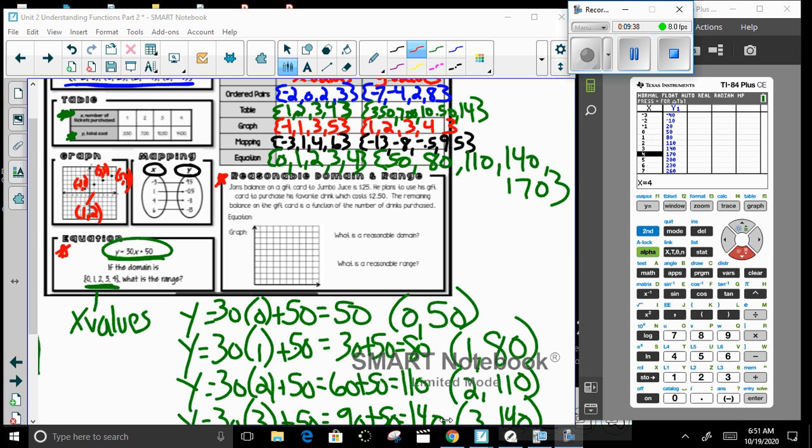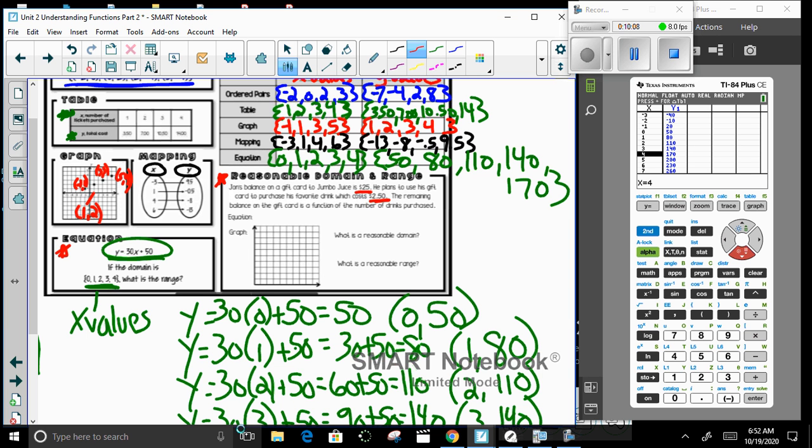All right, now let's look at the equation that we're given here. Jan's balance on a gift card to Jumbo Juice is $25. He plans to use his gift card to purchase his favorite drink, which costs $2.50. The remaining balance of the gift card is a function of the number of drinks purchased. So he has $25 on his gift card and he wants to purchase a drink that costs $2.50. How many drinks is he going to be able to get?